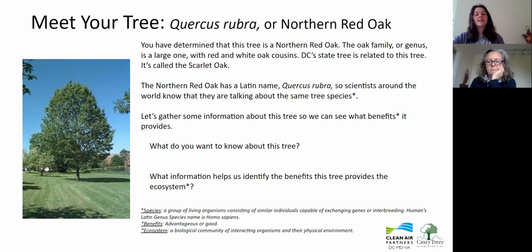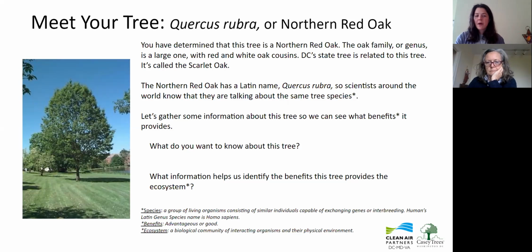There are red oak cousins and white oak cousins. Both the scarlet oak and the northern red oak are a type of red oak tree. So now that we know a little bit better about this tree's species, and remember, humans also have a scientific name. Our scientific name is Homo sapiens.